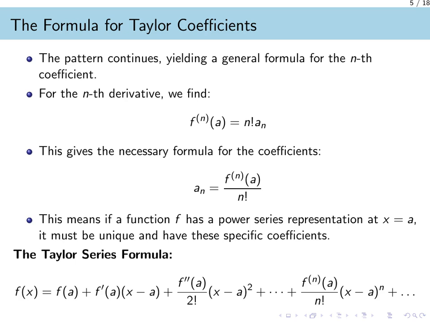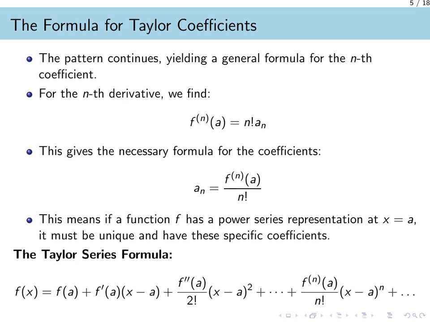By extending the pattern, we find that the nth derivative of the function f, when evaluated at the center point a, is equal to n factorial times the coefficient a sub n. Rearranging this expression gives us the formula for the coefficient itself. The nth coefficient, a sub n, must be equal to the nth derivative of f at a, all divided by n factorial. This is a powerful result. It means that if a function has a power series representation, that series is unique, and we now have a specific recipe to find its coefficients.